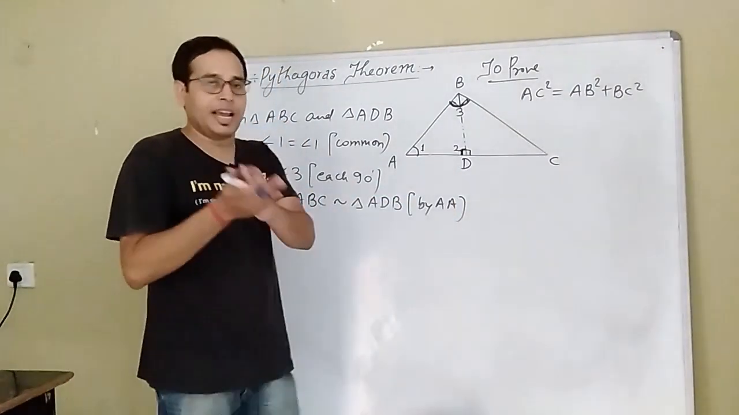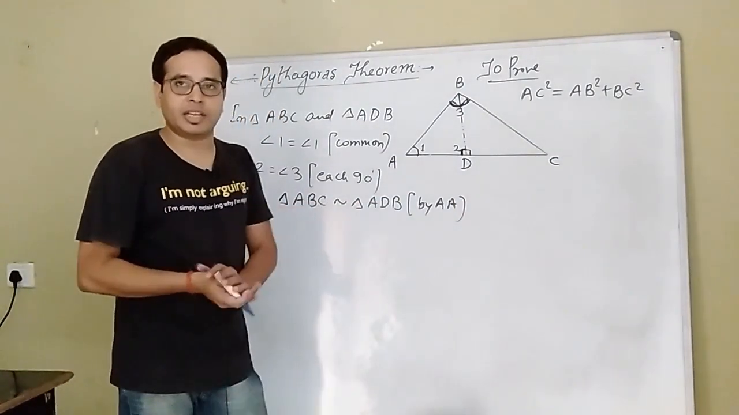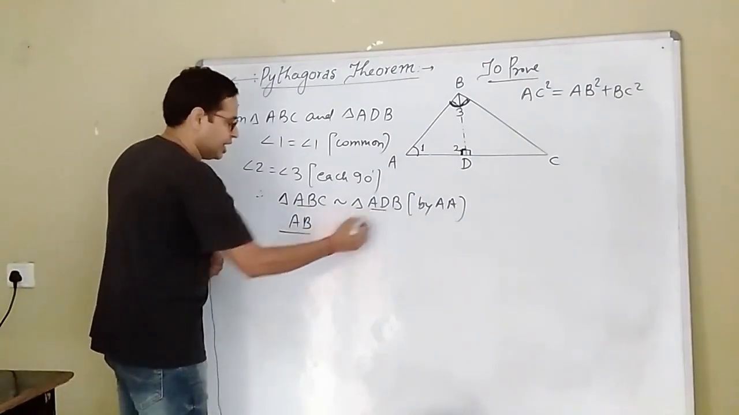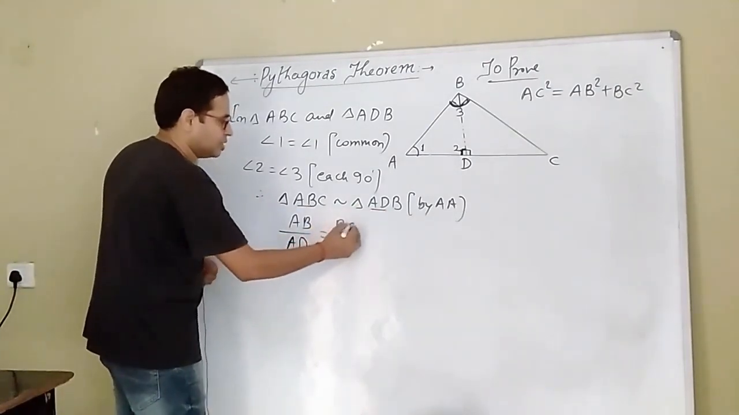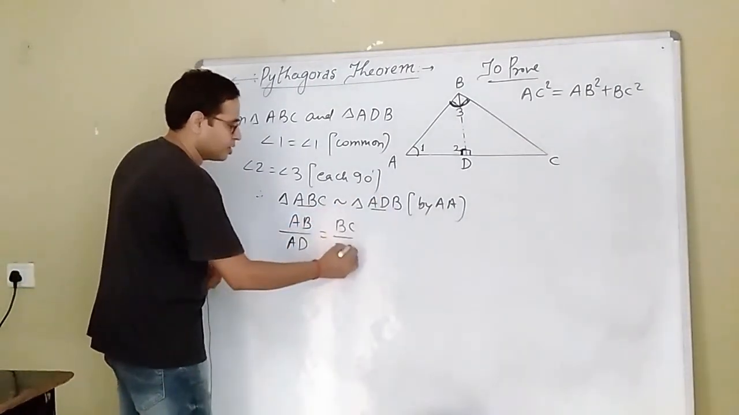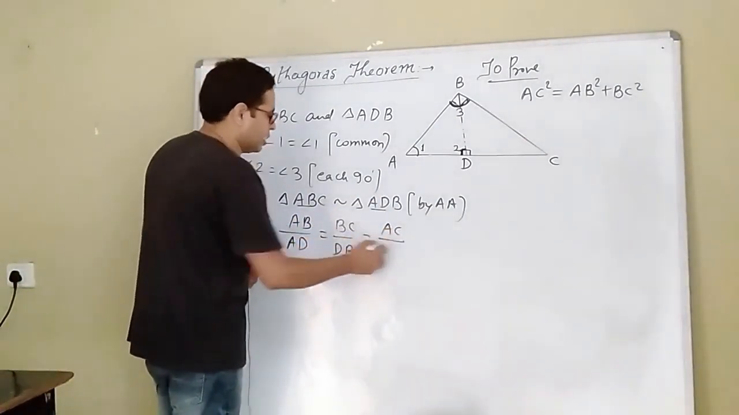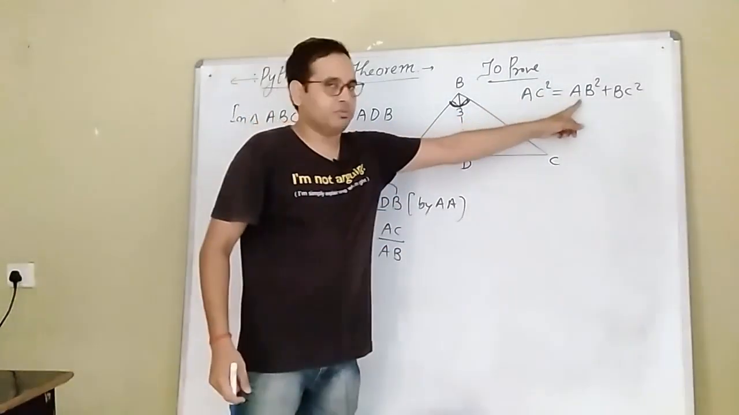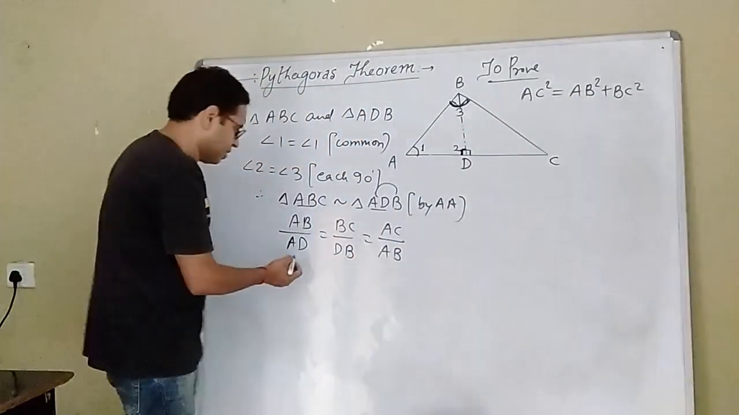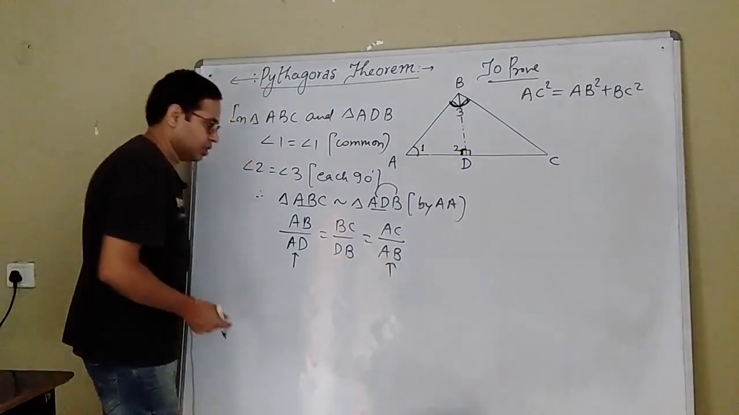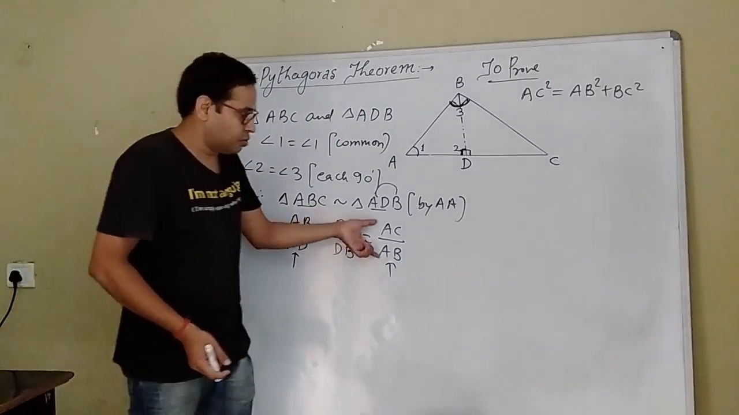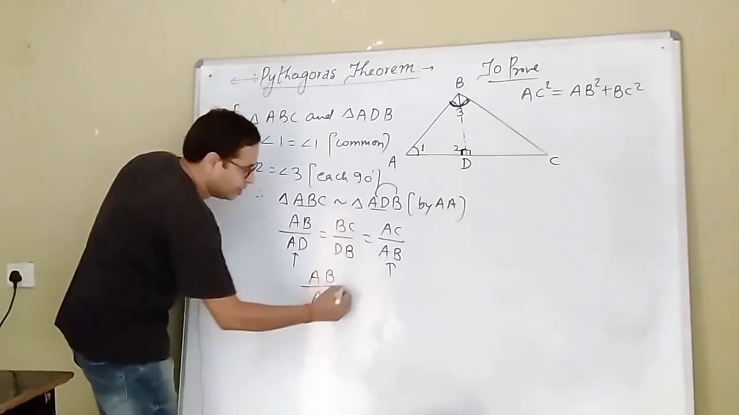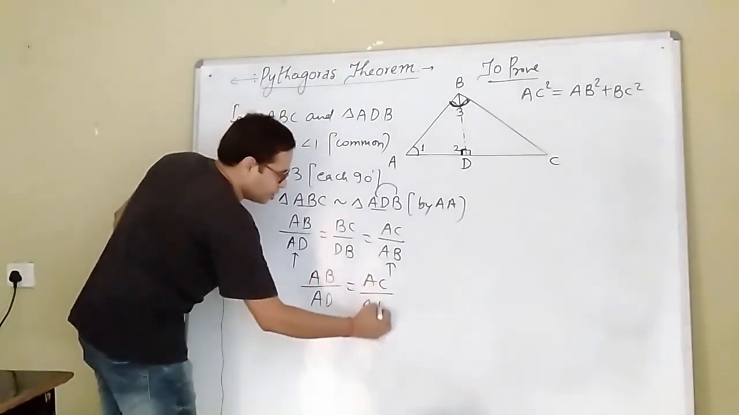Okay, similar. Now the triangles are similar, then what will happen? The ratio of the sides are equal. What are the ratios of the sides? That is AB corresponding to AD equals BC corresponding to DB equals AC corresponding to AB. Now we require what? We require AB square. So where will AB square come from? From this and this. So we'll take these two, that AB upon AD equals AC upon AB.